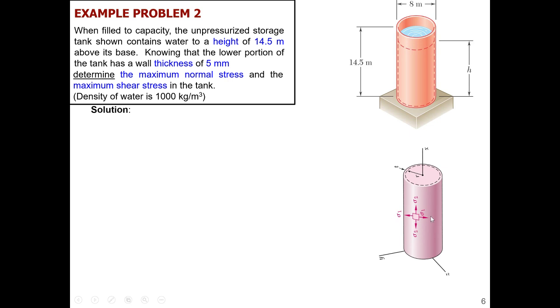For us, we just know that sigma 1 will be the maximum stress, and these two are principal. Based on this information, we can also calculate shearing stress, and we don't need to calculate sigma 2 for that, right? Let's look into that.